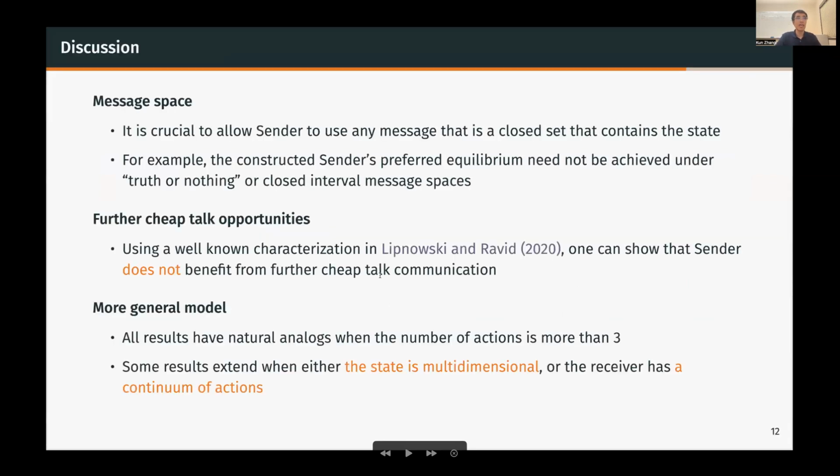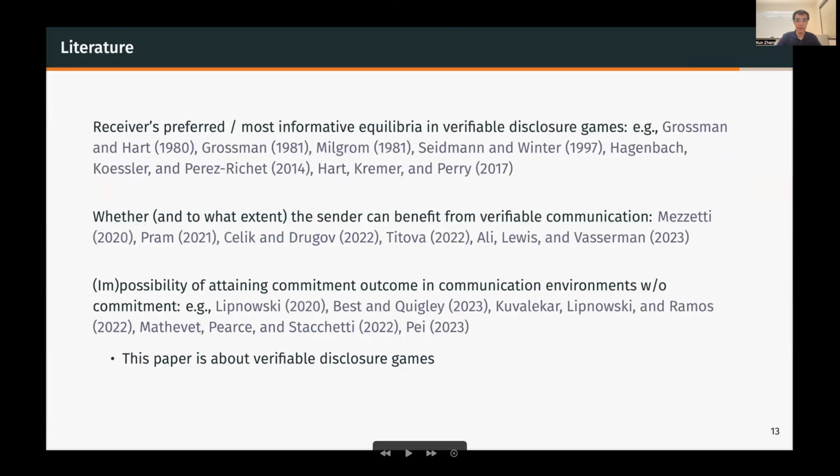For time's sake, let me skip the discussion and talk about the literature briefly. This paper belongs to the small literature on whether and to what extent the sender can benefit from verifiable communication. The most closely related paper is this one by Masha Titova, which studies a very similar model, but primarily focuses on the case of two actions. This paper is also related to the possibility and impossibility of attaining commitment outcomes in communication environments without commitment. Unlike the papers I listed here, which focus on cheap talk, this paper is about verifiable disclosure games.